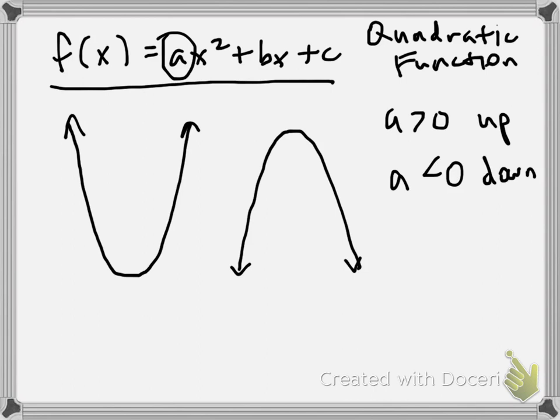Next, there's going to be kind of a key point on each of these, like right down here on this one that opens up, and right up here on this one that opens down, kind of the bottom of the valley if we're opening up, and the top of the hill if we're opening down. Okay, those points are called the vertex of each of these respective parabolas. That's a vertex there. That's a vertex up there. And we really have to have this in order to get our graph.